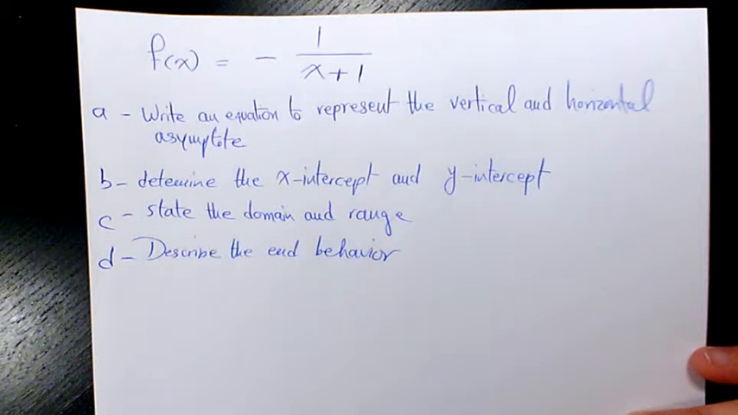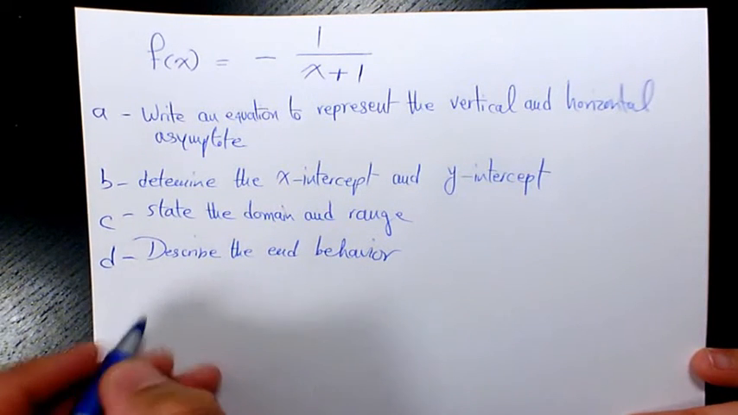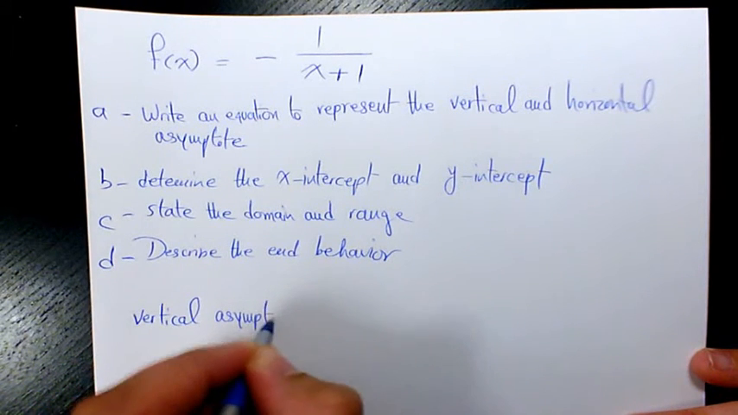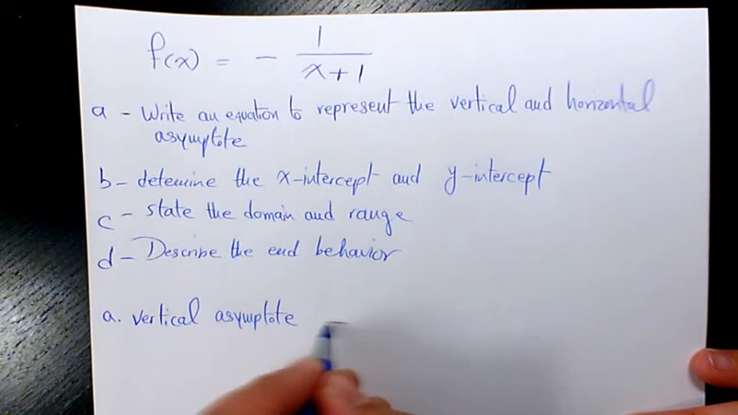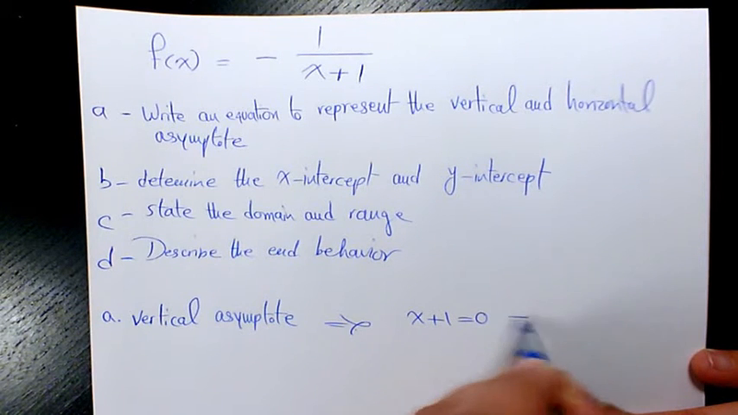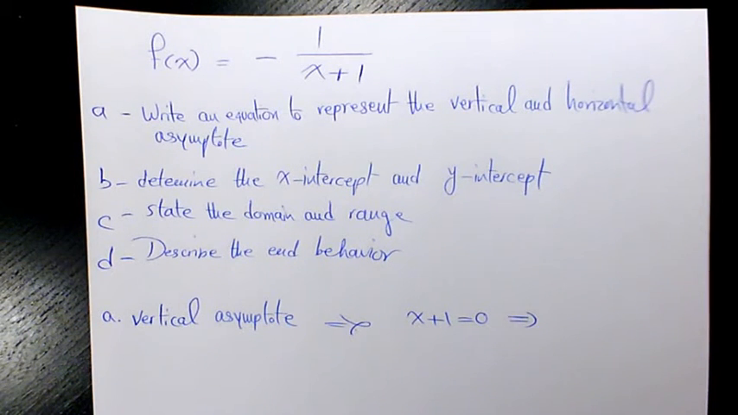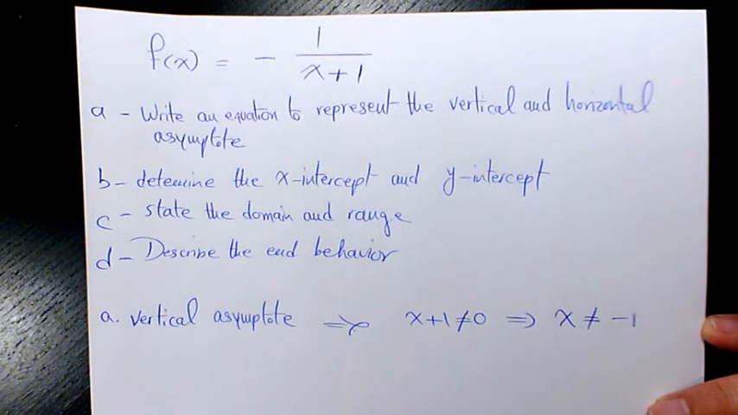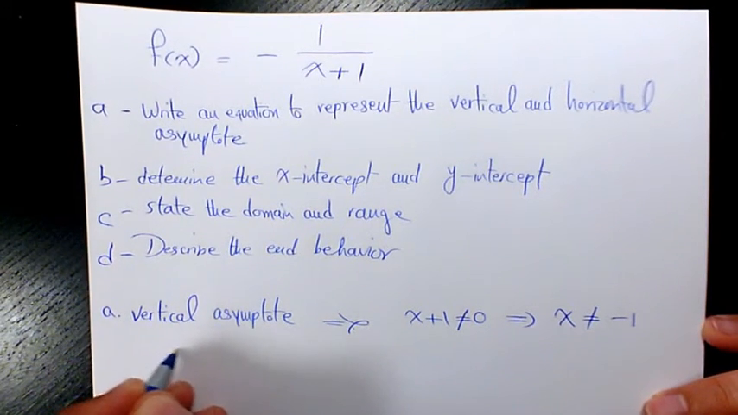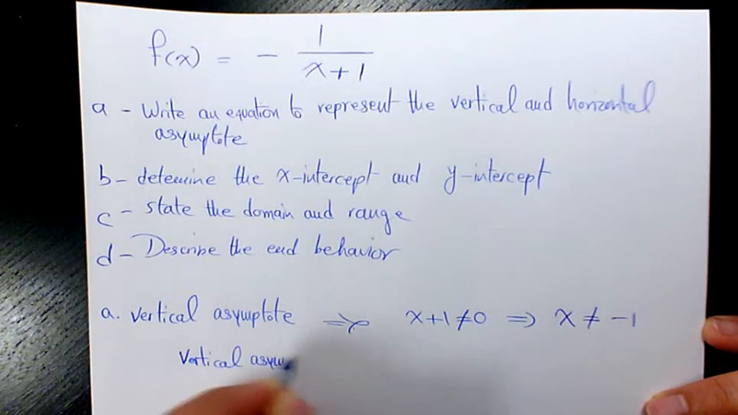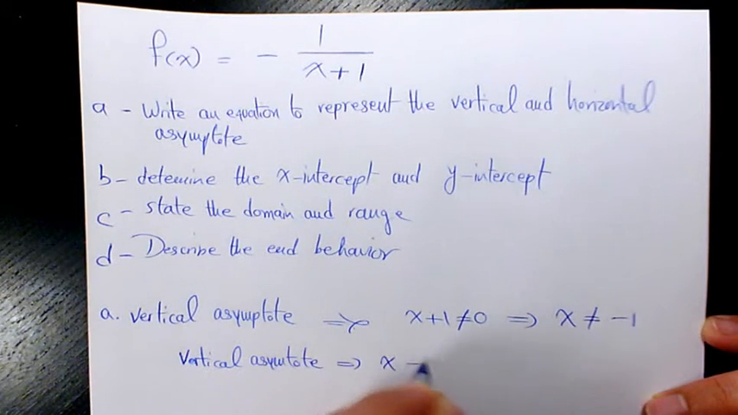So we need to write an equation to represent the vertical and horizontal asymptote. Let's start with the vertical asymptote. For the vertical asymptote, we need to look at the denominator and make it equal to 0. The denominator cannot be 0 because if the denominator is 0, the whole fraction is going to be undefined. So x cannot be equal to -1. So we have the vertical asymptote to be x equals -1.